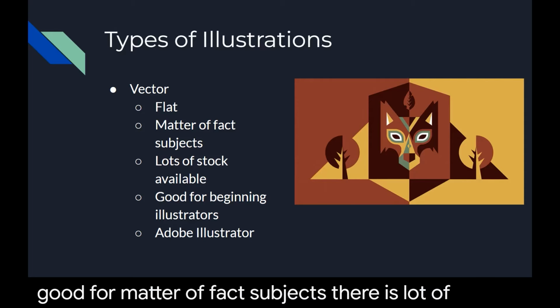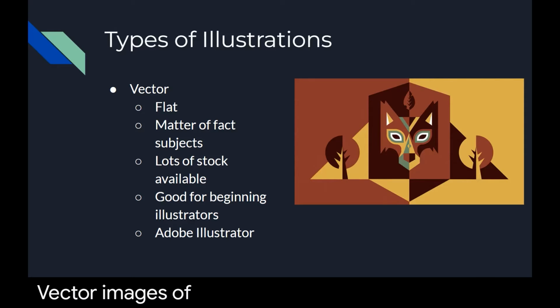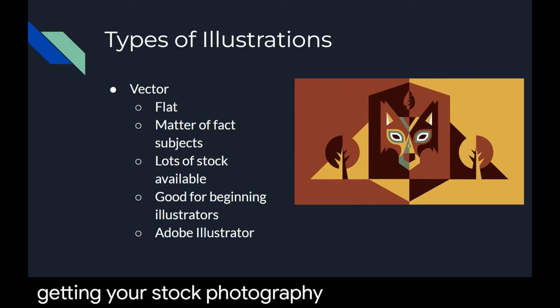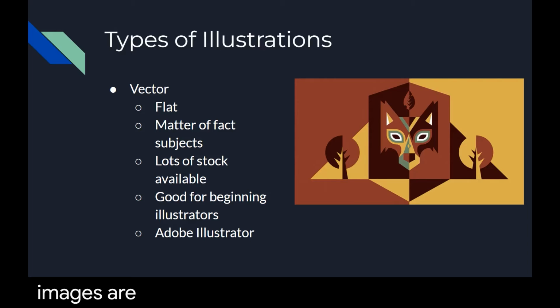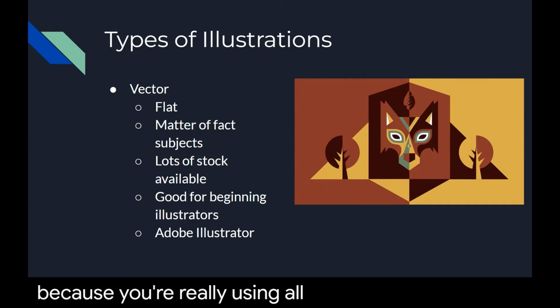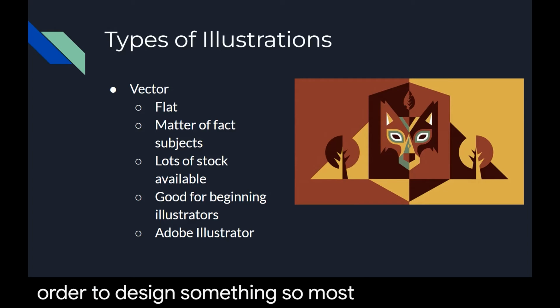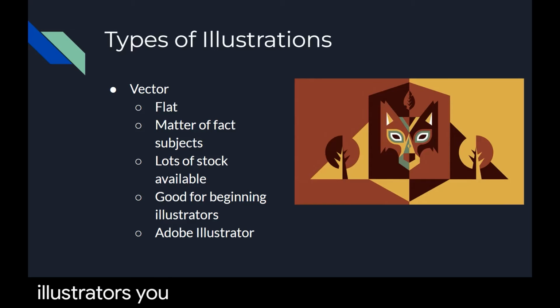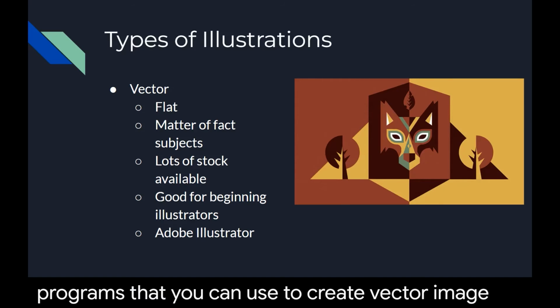There are a lot of stock vector images available from places such as Shutterstock or Getty Images, the same place where you'd be getting your stock photography from. And vector images are good if you are just a beginning illustrator because you're really using already set shapes in order to design something. So, most designers and illustrators use and create vectors through Adobe Illustrator, although there are certainly other types of programs that you can use to create vector images.